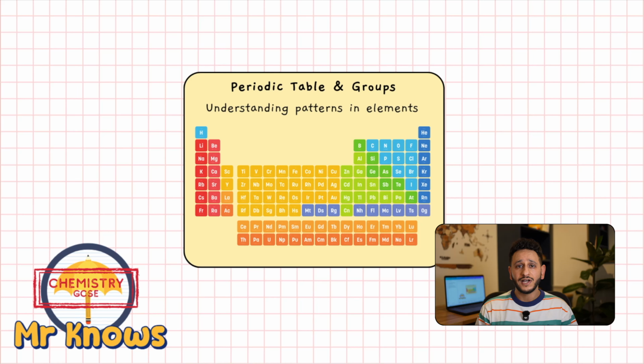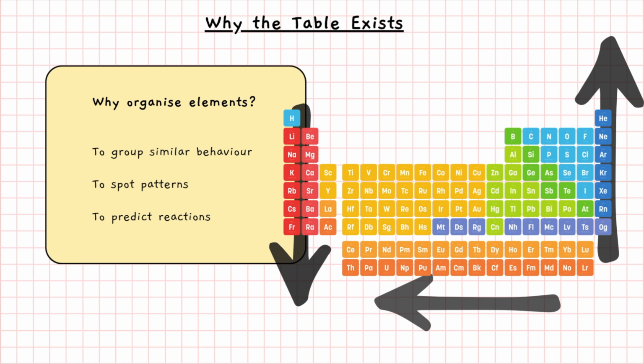In this video, we're finally connecting atomic structure to the periodic table. Everything should start to make sense. If you understood protons, electrons and shells, everything will start to work in your favour. Chemists needed a way to organize elements, not alphabetically, not by color, but by behavior. The periodic table lets us see patterns in how elements react, and those patterns all come back to electrons.